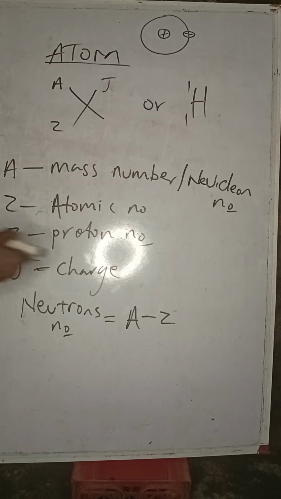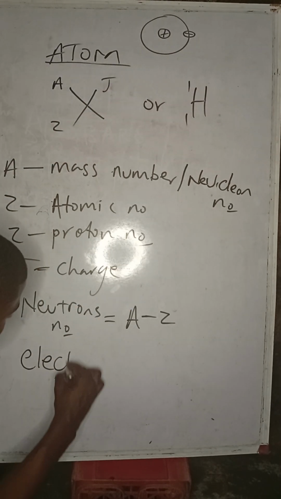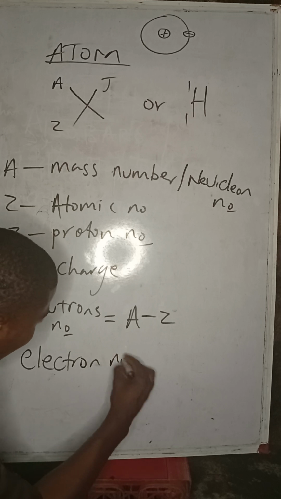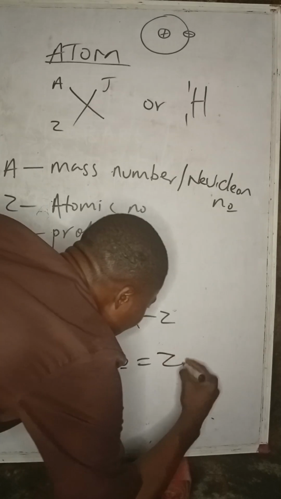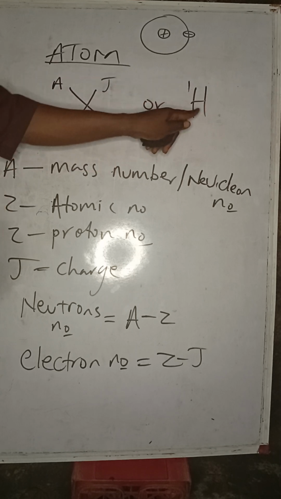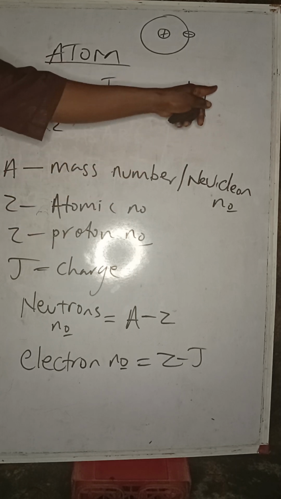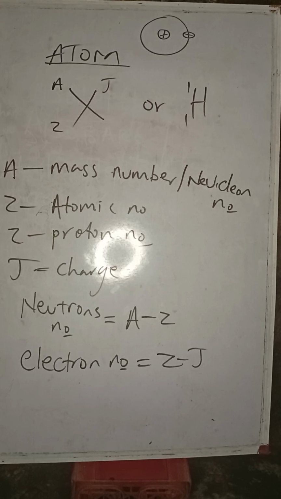Now, how do you get the number of electrons? The number of electrons is equal to Z minus J. You just take Z, which is the atomic number, minus the charge. So 1 minus the charge. The charge here is 0 because it has no charge. So 1 minus 0, the electron number is 1. So let's watch some examples.